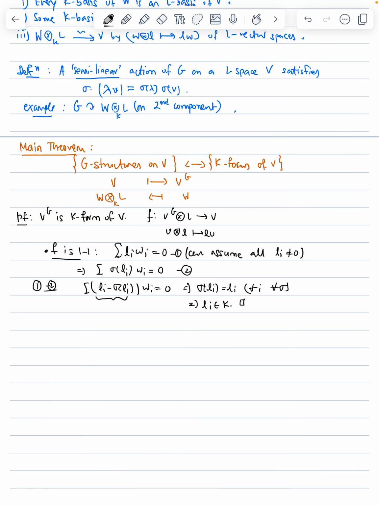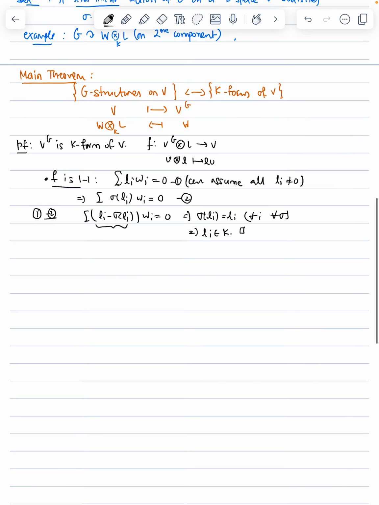So this is one part. You have to also show that it's onto, right? For that, you can do it by taking the co-kernel. In other words, onto means you have to show that its co-kernel is trivial. So let me denote this by the co-kernel.